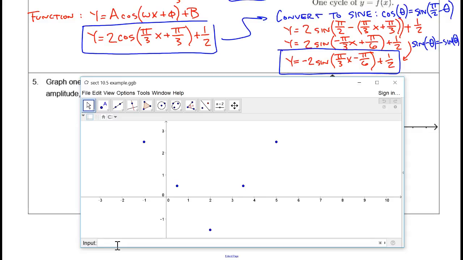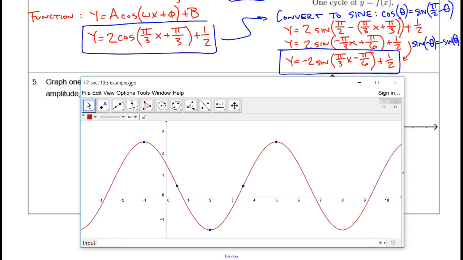The first one we had was y equals 2 times the cosine of pi over 3 times x plus pi over 3, all plus 1/2. Grip it and rip it. OMG, folks, look at that. Those were the points we were given, and we have come up with a function that hits all those points. I'm really excited, but wait, there's more.